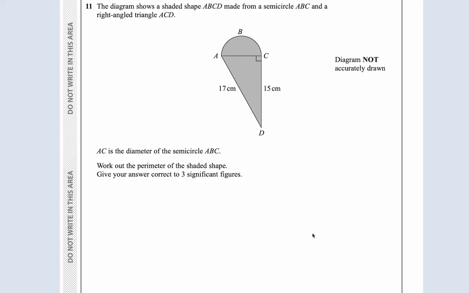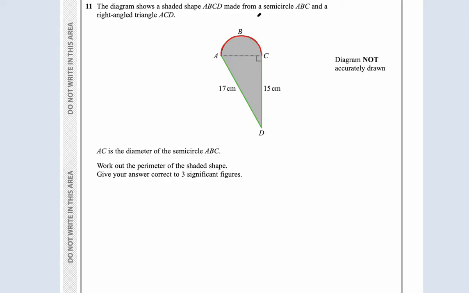The diagram shows a shaded shape, a semicircle and a right angle triangle. AC is the diameter of the semicircle ABC. Work out the perimeter of the shaded shape, giving your answer to 3 significant figures. Okay, this question, guys, is neither easy nor difficult. It's medium. So I need to get this length and then add it to 17 and 15, because that's the perimeter. So 17 plus 15 plus this length.